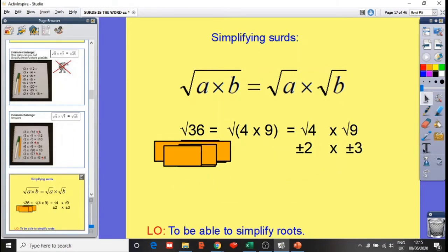Okay? So what we then do, we multiply them. So 2 times 3 is 6. So the square root of 36 is 6.